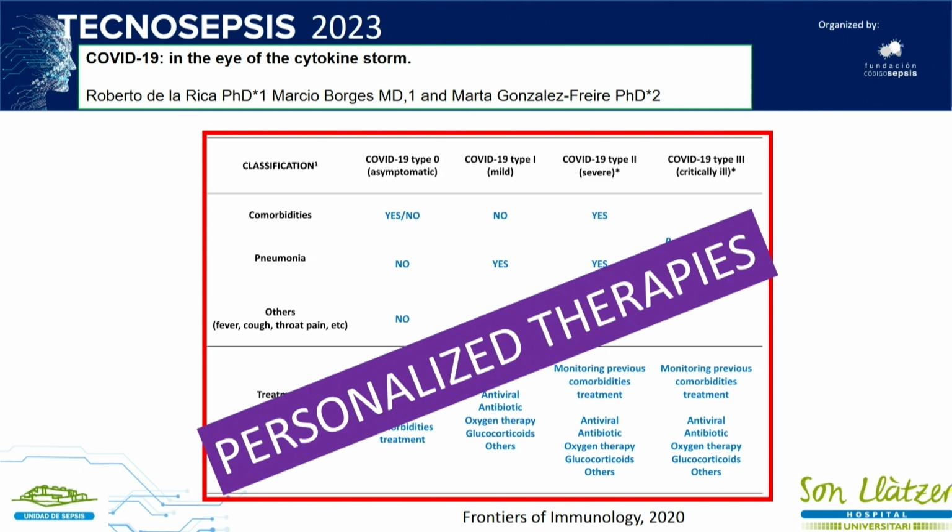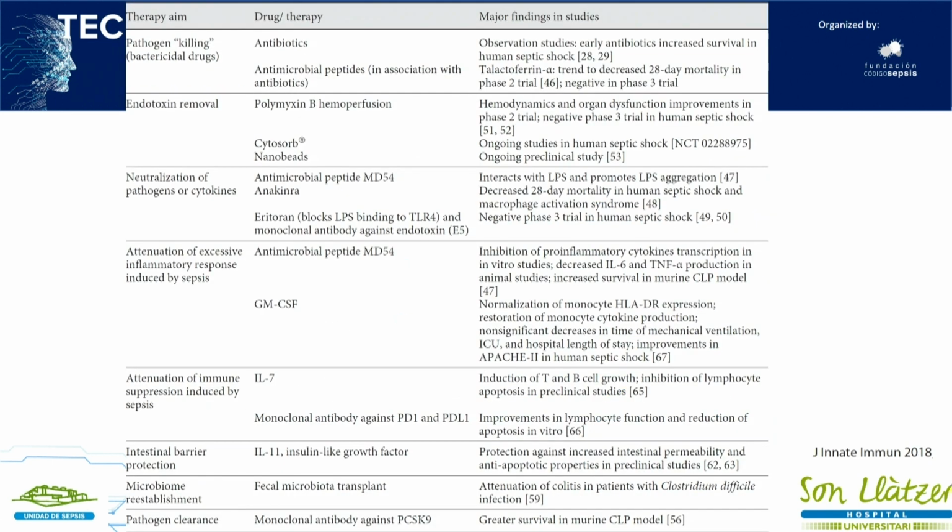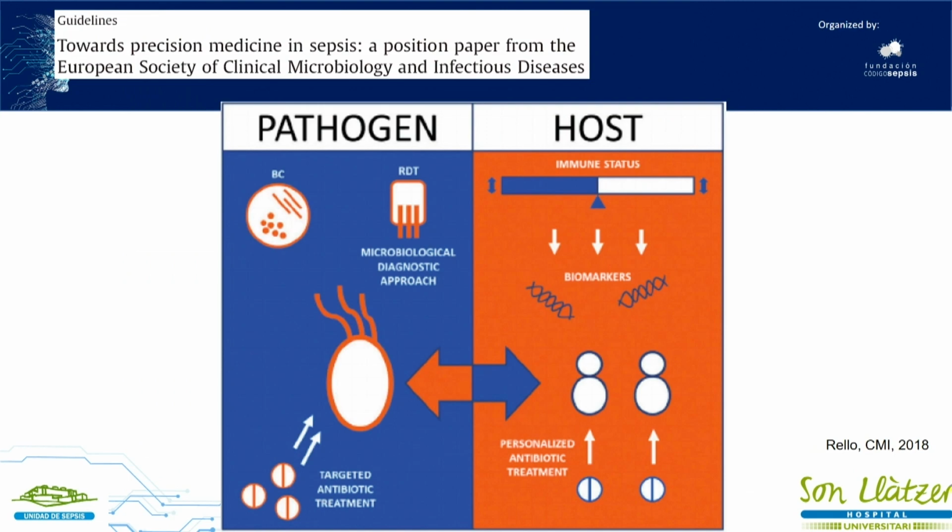this review or this opinion about the first moment of COVID-19, and you talk about personalized treatment adapted to different phases or different degrees of severity of COVID-19. So as you can see in this slide, there are very different types of treatment. You talk about cytosorb, the use of antibiotics, the use of polymyxin in hypoperfusion, the use of drugs to attenuate the immunoparalysis. One example is the use of interleukin-7 in different groups of patients. So the relation between the host and the pathogen and the use of antibiotics is very important to understand.